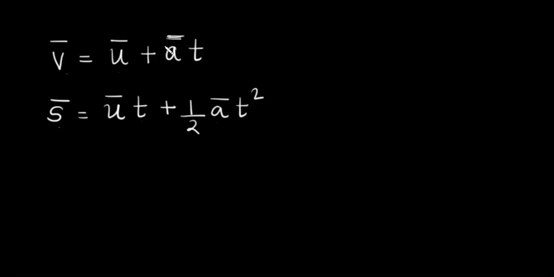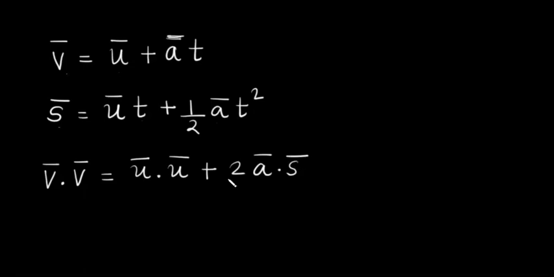The third equation is not a vector equation, it is a scalar equation, but it is worthwhile to write it because it can be written in the form of a dot product. So v bar dot v bar is equal to u bar dot u bar plus 2 times a bar dot s bar. Each term is a scalar. This is a dot product, this is also a dot product, and this is also a dot product. We will use these three equations to solve questions based on two-dimensional uniformly accelerated motion.